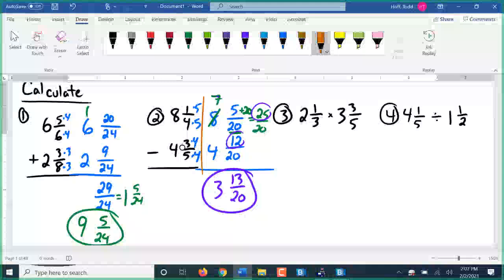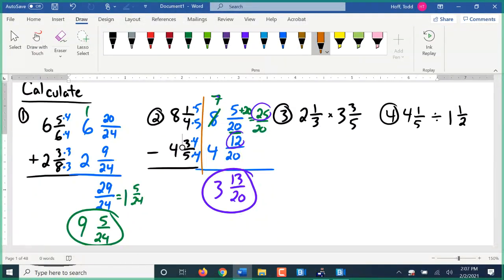When we multiply and divide, we do not need the same name, so we do not need a common denominator. We saw yesterday that if we multiply mixed numbers, it's kind of a long process, a difficult process. So in order to avoid all that, we turn them into improper fractions. So 2 and 1/3, 2 times 3 is 6, plus 1 is 7, so it's 7/3. 3 and 3/5, 3 times 5 is 15, plus 3 is 18/5.